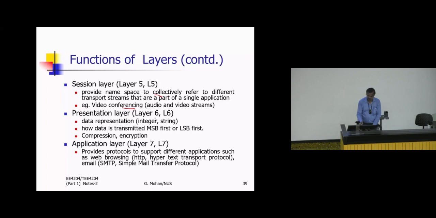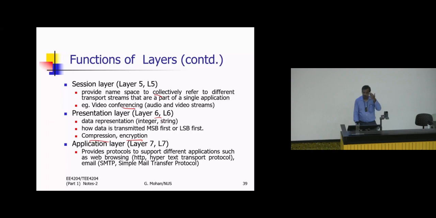Next, layer 6, the presentation layer, deals with data representation. Though we may think this is very simple, it has to be done. How integers and strings are represented, how data is transmitted, MSB first or LSB first, and whether there is any encryption of data, which is usually happening now. Encryption and compression, in the case of multimedia applications, the data or message will be compressed. So this kind of function is carried out at the presentation layer.